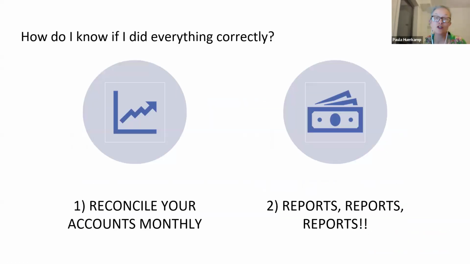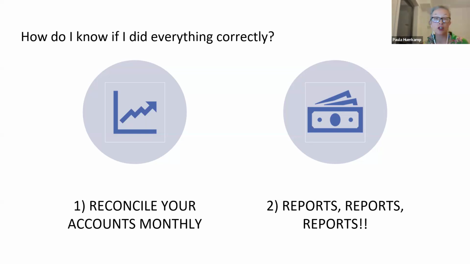All right. So you're chugging along, you're doing all the things. How do you know if you're doing it right? Every month we do a process called reconciliation. And this is basically where you take your monthly statements and match them against all the transactions that have been entered in QuickBooks. And you want to make sure that everything is matching.